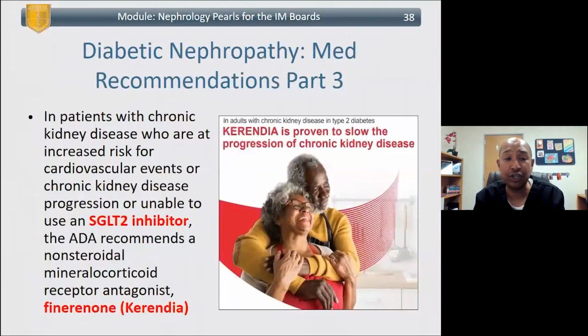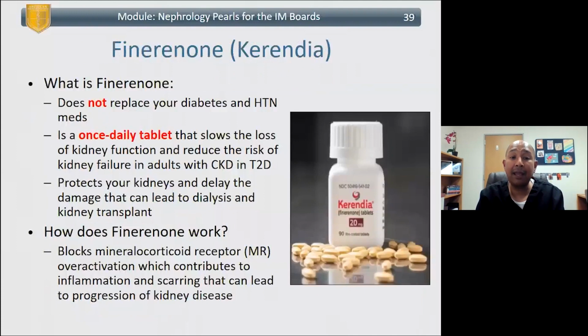The third thing I wanted to mention here is that if someone has chronic kidney disease, they're on an ACE or ARB, they're worsening, they're on an SGLT2 inhibitor, they can't tolerate it, or they continue to worsen, then the American Diabetic Association recommends a mineralocorticoid receptor antagonist. The one that got FDA approval goes by the generic name finerenone. The brand name, which I'm always going to mispronounce, is Kerendia. So you would think about this medication. And once again, this is just an aldosterone blocking drug. It doesn't replace your diabetic or hypertension meds. It's a once daily dose medication.